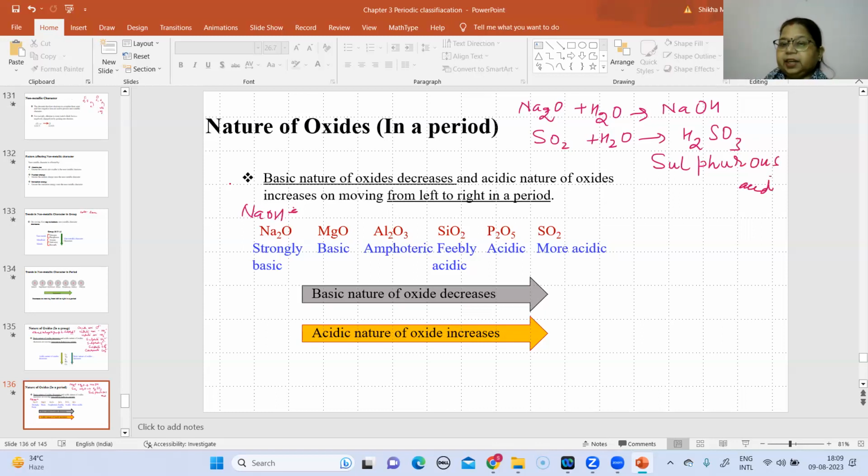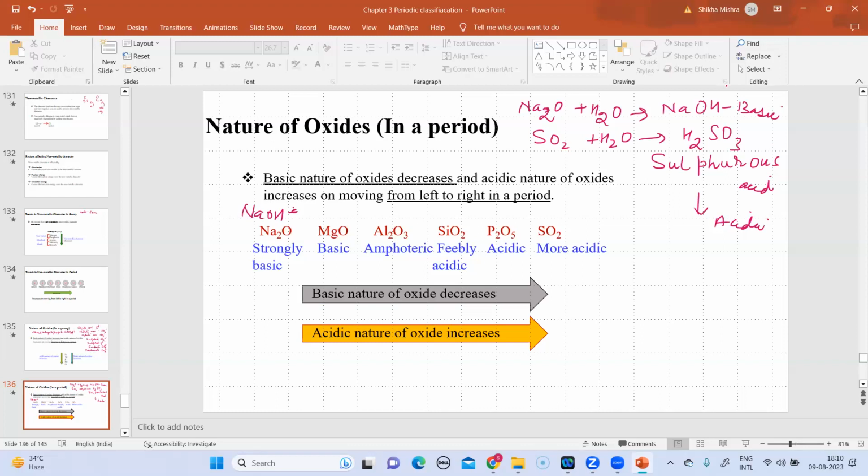So now you can understand the metal forms oxide, which like sodium hydroxide is basic. Metallic oxides will be basic, whereas the non-metal oxides will be acidic in nature. So what we can say is that when we move from left to right in a period, the basic character decreases, because we began with a basic oxide and we landed up in an acidic oxide, right? And the reverse is true for the nature of acidic oxide. Is it clear to all of you?